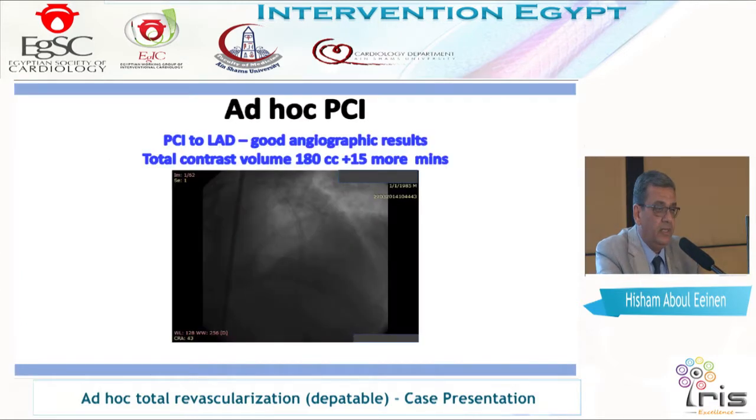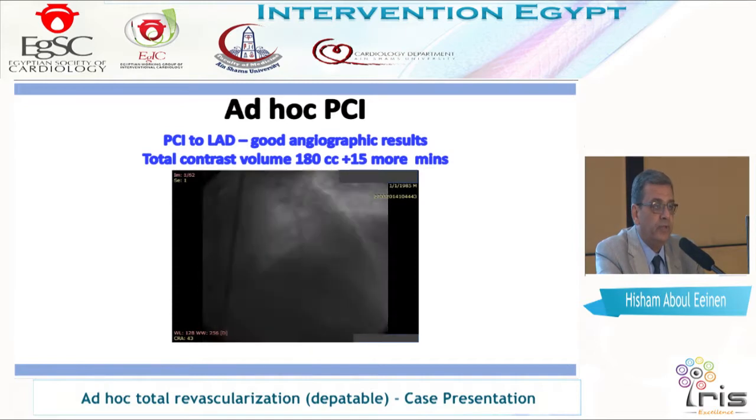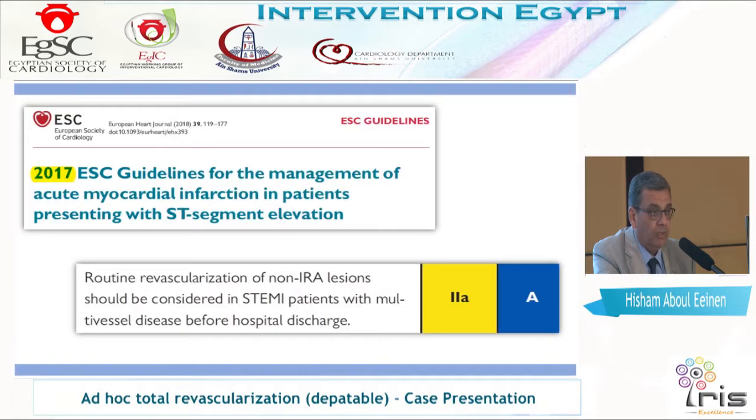Then this is the LAD. It was measured, and a direct stent, 2.5 by 30, was deployed at 16 atmospheres. Again, we had good flow in the LAD.